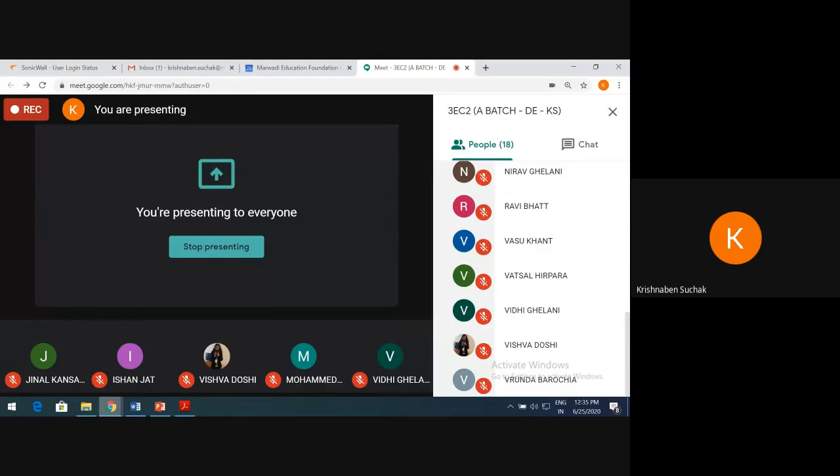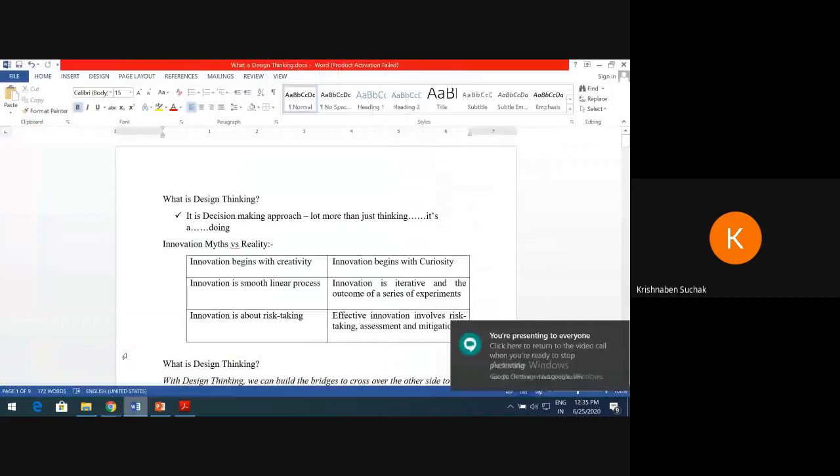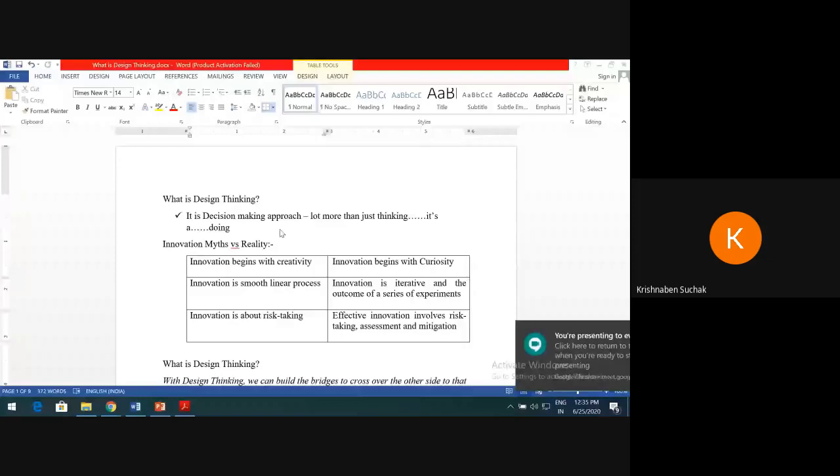So let us go through a few things. So first, what is design thinking? It is a decision making approach. A lot more than just thinking. It's doing. When you are thinking about design thinking, it's not that you will just keep thinking, I will do this, I can do this, I will do that. That is not design thinking. Design thinking is you observe something, you think about how you can make that thing better, and then you try to do some work on it. Okay, so that is design thinking.